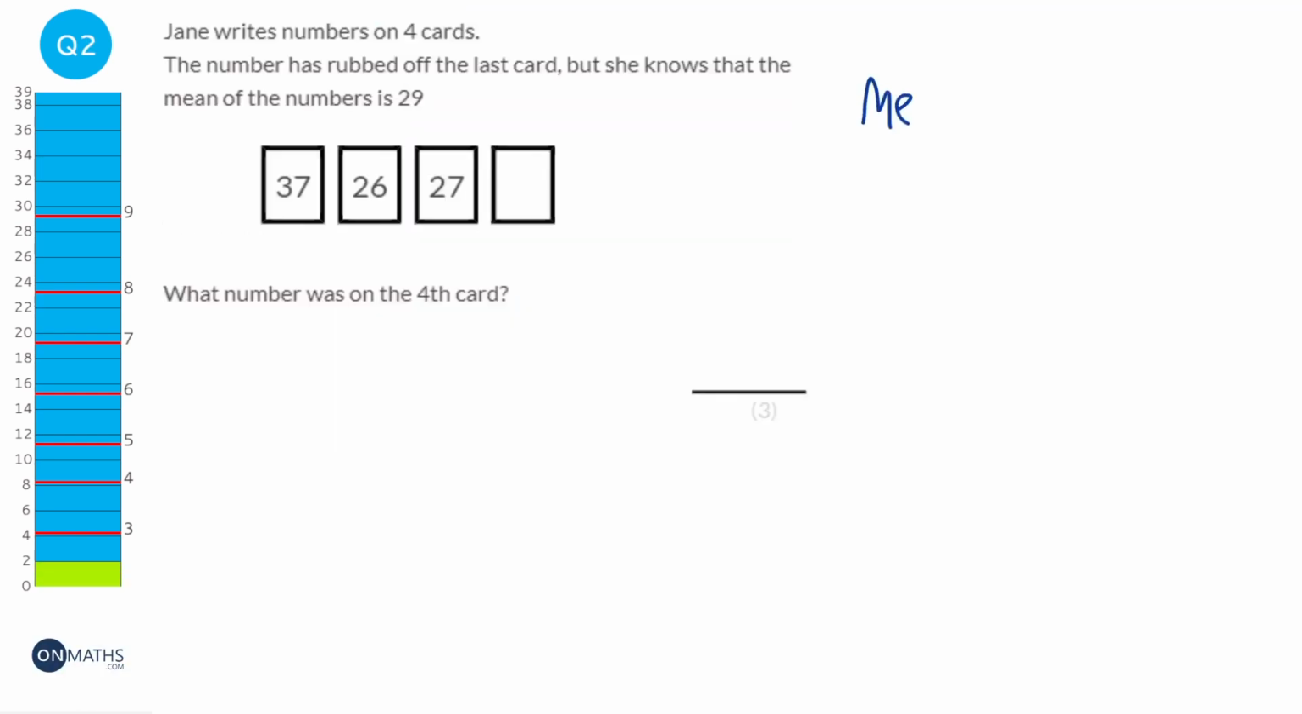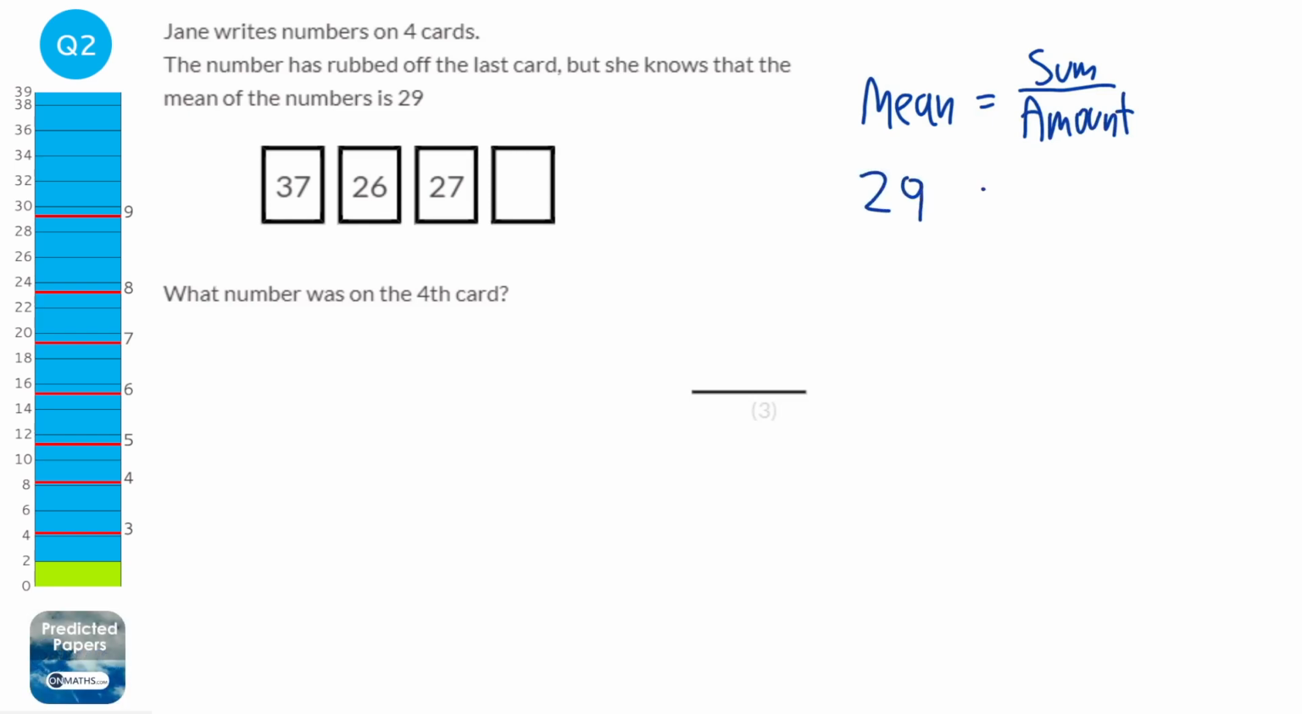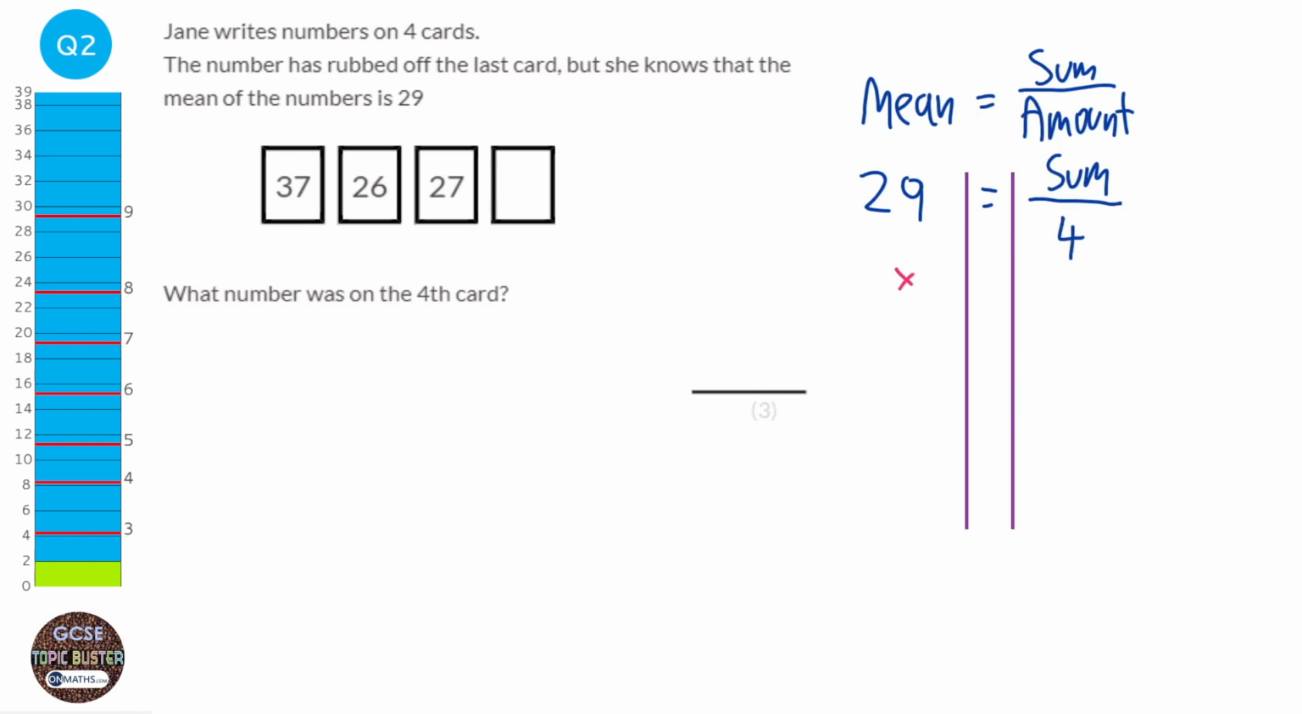So we know that the mean is the sum of numbers over the amount. But in this question, we're actually given what the mean is. We're given that that is 29. We're also given the fact that there are 4 cards, so we're given the amount. So what we can do is just get our lines in and solve this. So what we're going to do is just times both sides by 4. So we're going to do 29 times 4, which is 116. And so we know that the sum of the numbers will be 116.